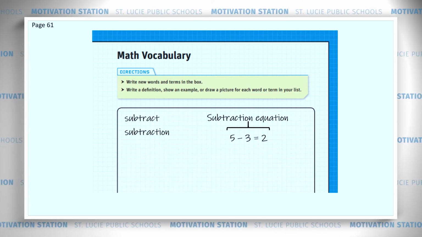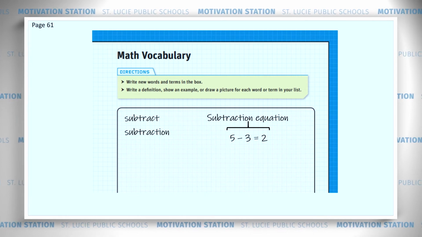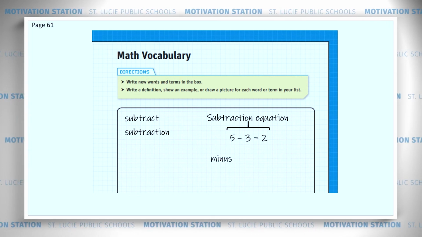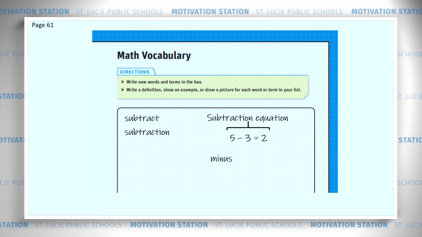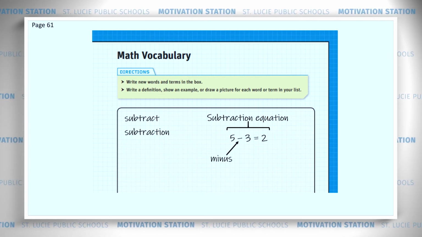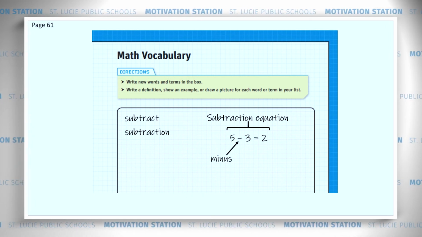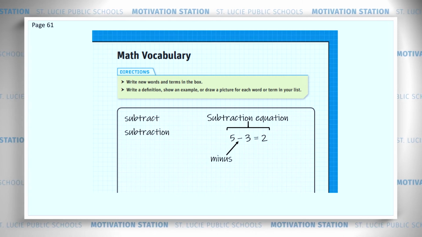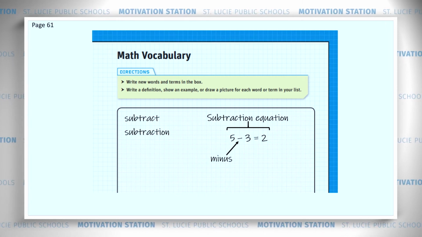Okay, only 2 more words to write down. Are you ready? First word is minus. After you write the word, we're going to draw an arrow to the minus sign there. The minus sign is what tells us that we are subtracting.